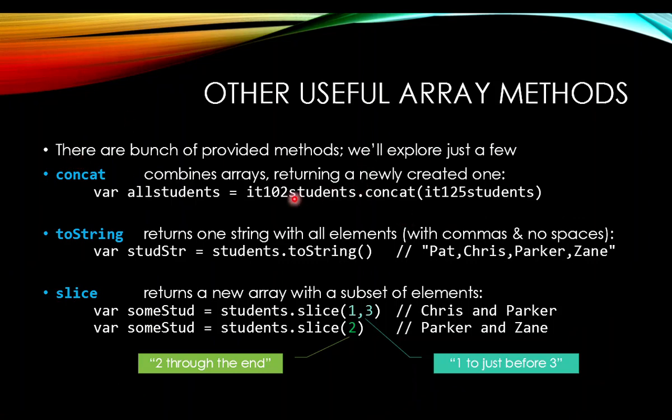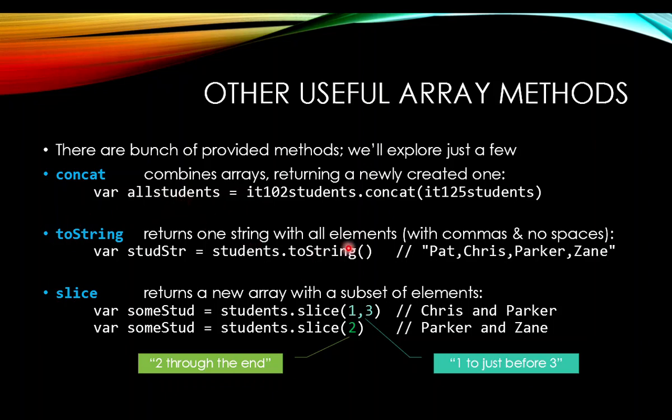So for instance, I can take my list, let's say, of IT 102 students, that's an array that has a bunch of students in it, and then to it I can concatenate another array that contains all my IT 125 students. What results in this is a newly created array that contains all of the students from both lists, and I can then store that in yet another array called allStudents. So concat is a powerful way to take two arrays and combine them and generate a new one that I can then save.